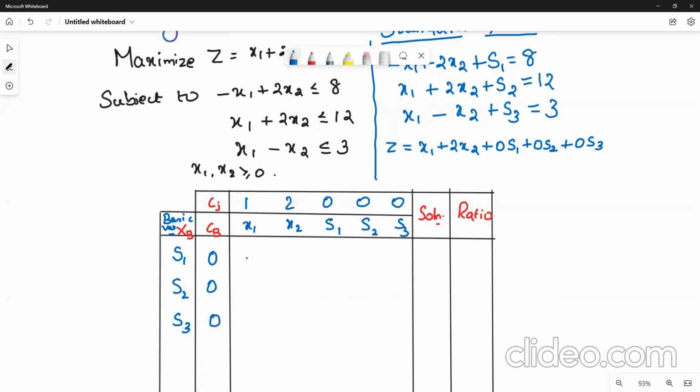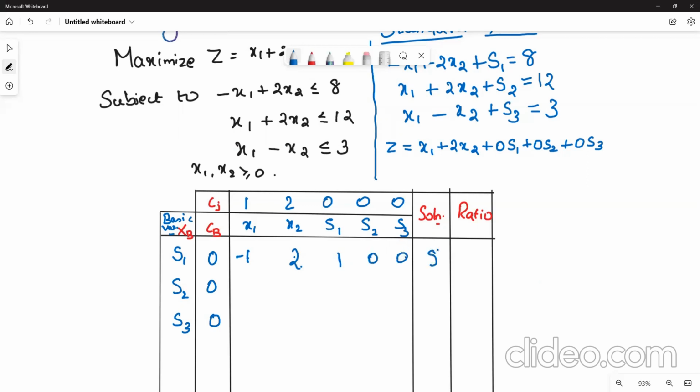Now let us fill this matrix column space. How will you fill this? These terms are nothing but the coefficients of the constraint equations. The first equation is -x1 + 2x2 + s1 = 8. Let us fill the coefficients. The coefficient of x1 is -1 in the first equation. The coefficient of x2 is 2. The coefficient of s1 is 1. There is no s2, there is no s3.